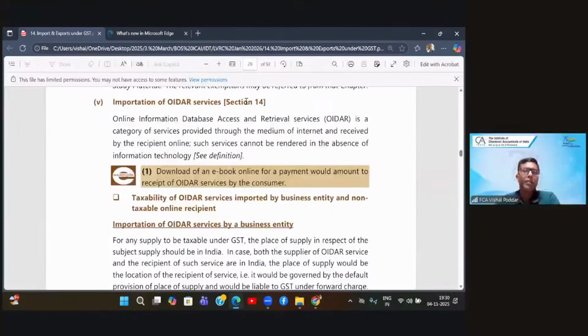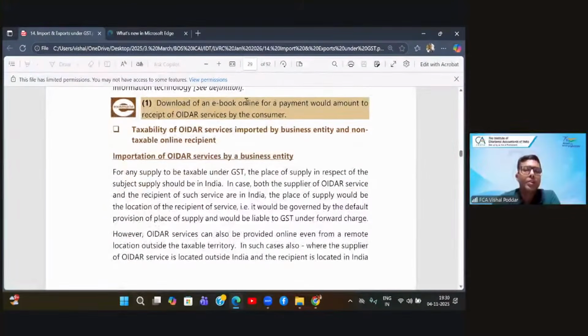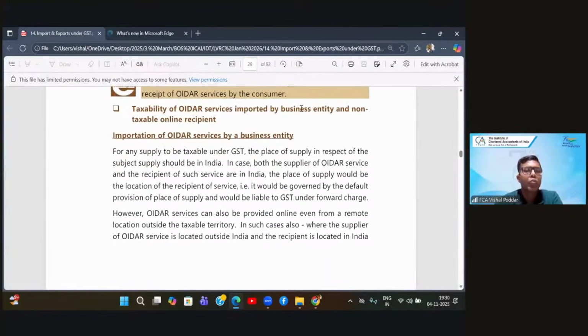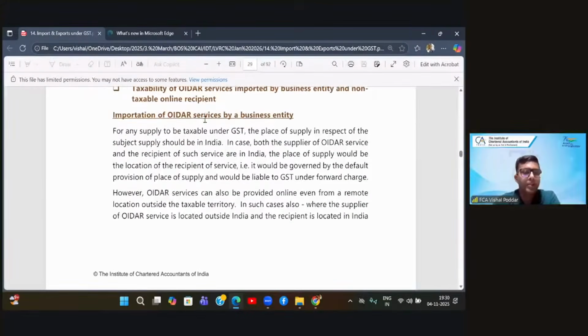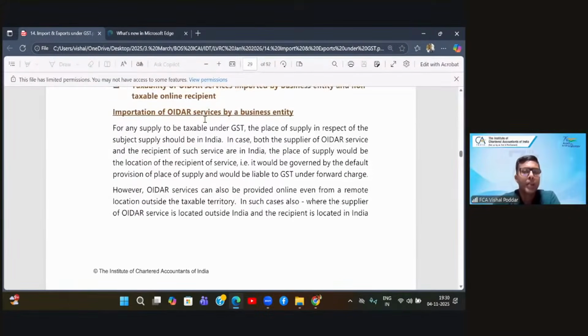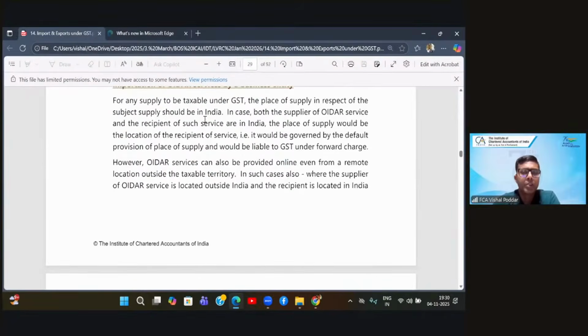Now, coming to this important discussion point, that is importation of OIDAR services. So what does section 14 provide? Whenever OIDAR services are imported, there are two possibilities. It is imported by a business entity or it is imported by a non-taxable online recipient. Where it is imported by the business entity, we have to check the place of supply provisions, and depending upon the place of supply provisions, you will determine whether it is import or not.